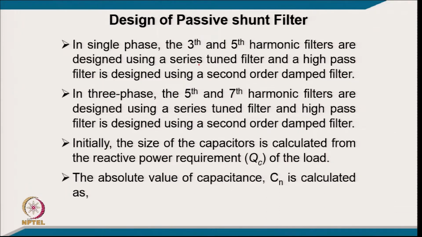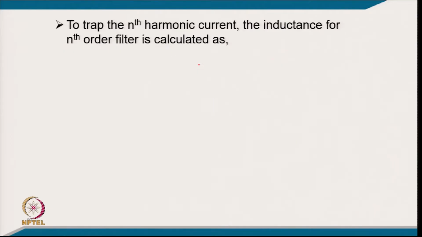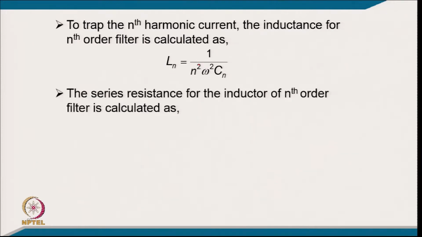The absolute value of capacitance is calculated as Cn equal to Qc upon m omega Vs square. The inductance for nth order harmonic is calculated as Ln equal to V upon n square omega square Cn, where n is the order of harmonics, and the series resistance of the inductor for nth order filter is calculated as Rn equal to n omega Ln upon Qn, from the quality factor relation.